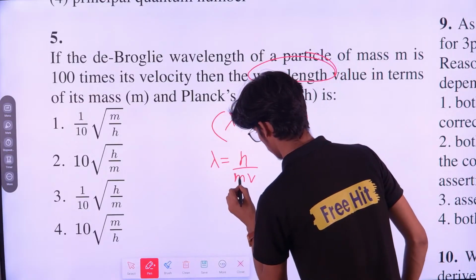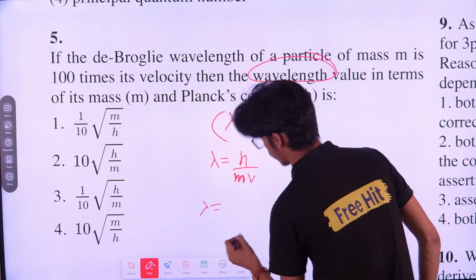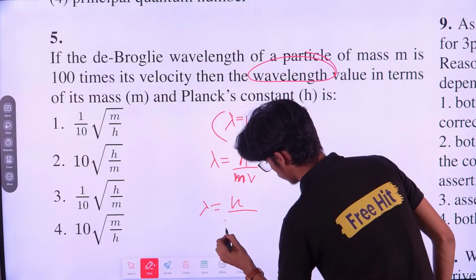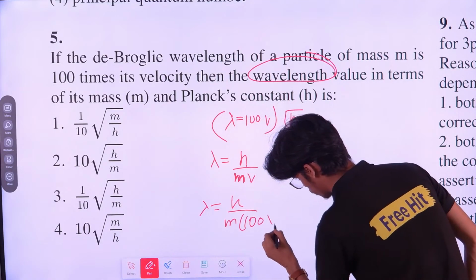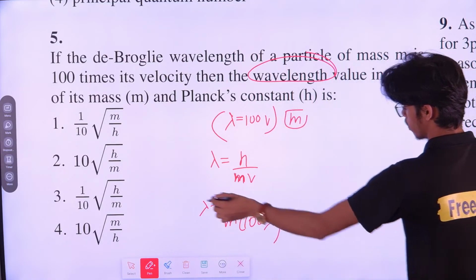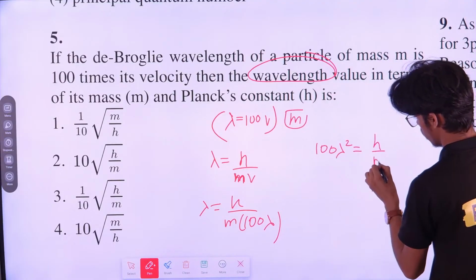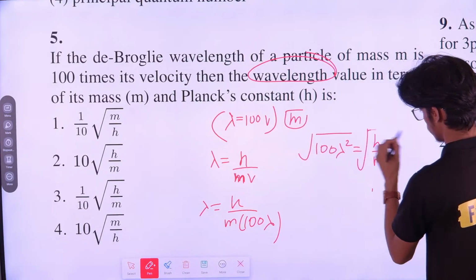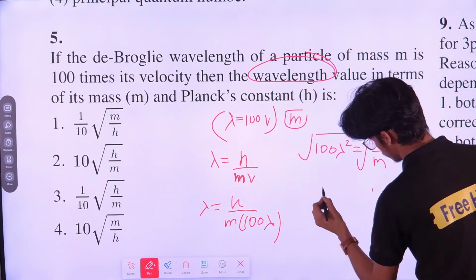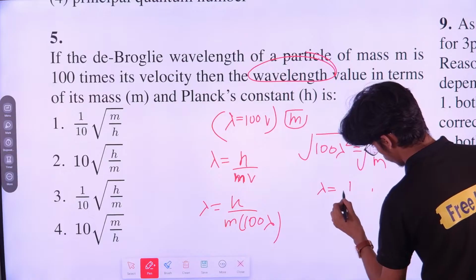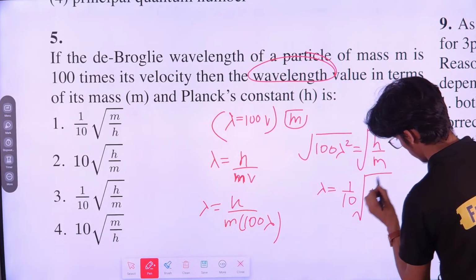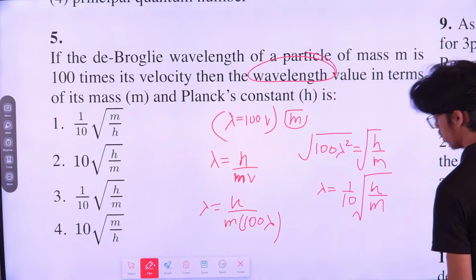Okay, mv, so we have to find lambda now. So we have to write in terms of lambda. Now 100 lambda will go on that side, lambda square equal to h by m. Now just take a root on both sides. Okay, so it is 10 lambda. So I'll write lambda here and take 10 on the other side, and you will be left with h by m. Okay, so this is the answer.